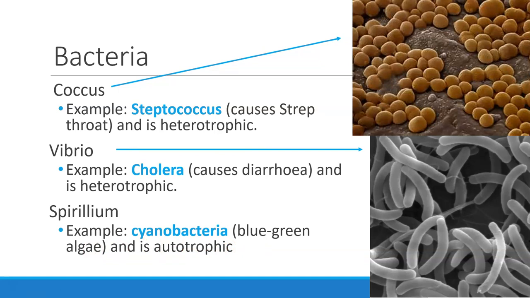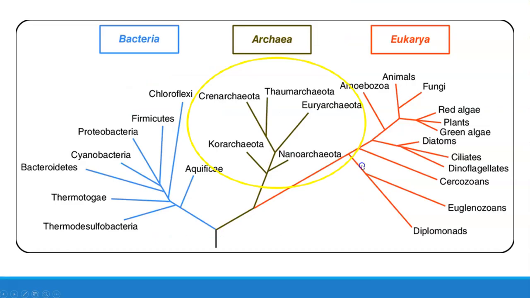So I'd like you to write down examples of bacteria, which is a microorganism: coccus, an example being streptococcus, which is heterotrophic; Vibrio, which is cholera, which again is heterotrophic; and Spirulium, which is cyanobacteria, which is autotrophic. You can put what they cause if that helps to remind you. That's up to you. Make sure that you pause the video here to do that before moving on.